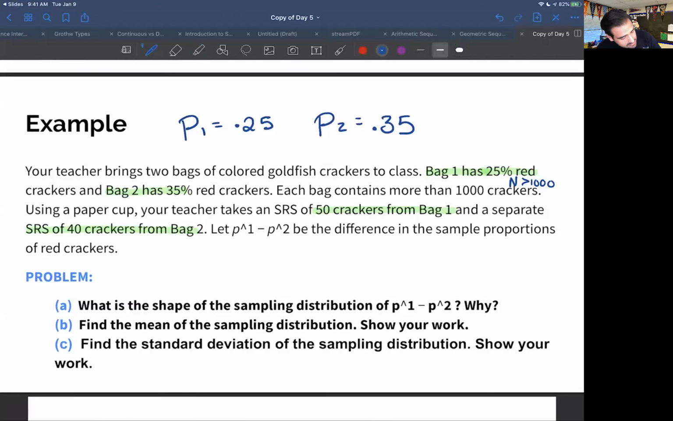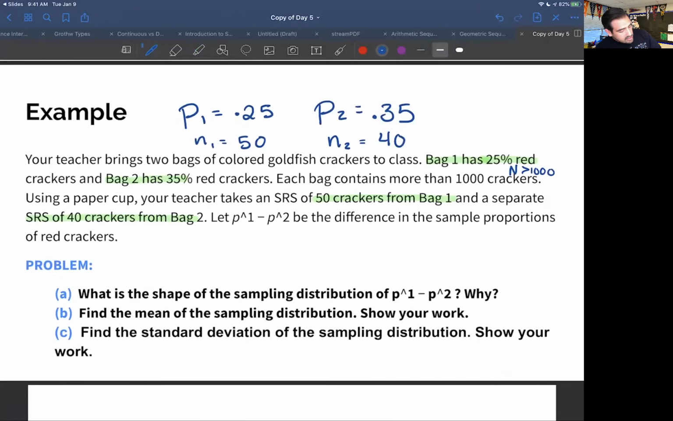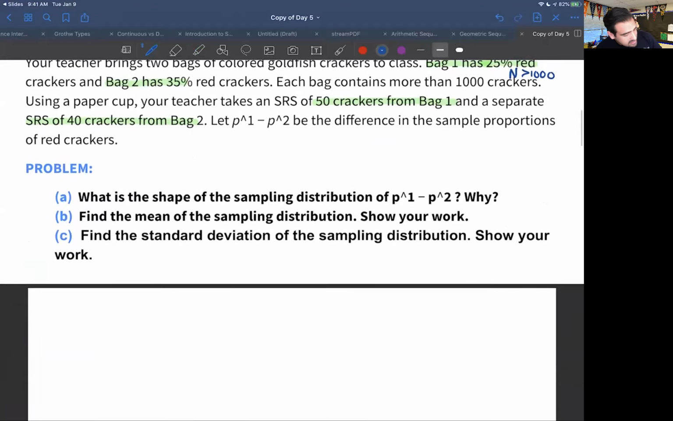But then it also tells us that the bag 1 sample size is 50 and the bag 2 sample size is 40. So I'm going to write that up here. The sample size from population 1 is 50. The sample size from population 2 is 40. And that information is going to help me a little bit later. So what is the shape of the sampling distribution of the difference of the two proportions? Well, we can check the large counts condition. If both are satisfied, then we know the difference will also be normal. So let's go ahead and check that.